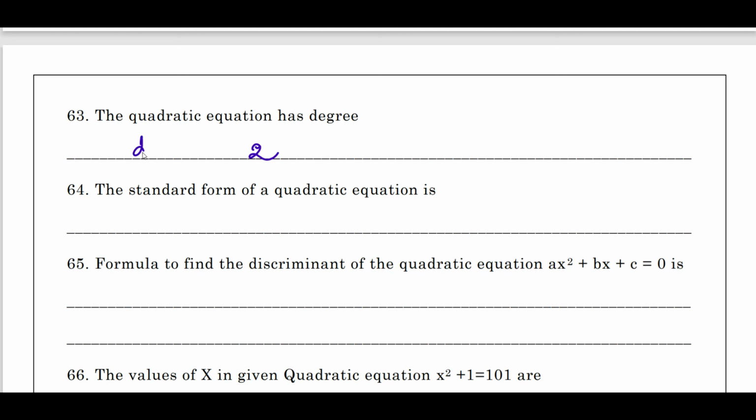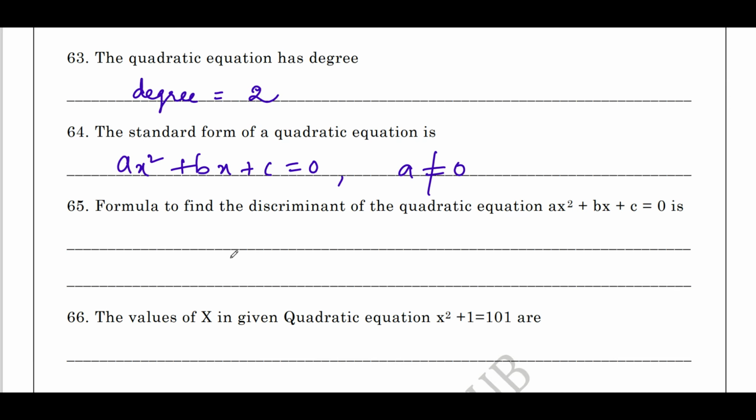The quadratic equation has degree what? The degree of a quadratic equation is 2. Now what is the standard form of a quadratic equation? The standard form is ax square plus bx plus c equals 0, where a is not equal to 0. The formula to find the discriminant of the quadratic equation is discriminant delta D equals b square minus 4ac. Students, I have covered almost all the important questions which will be asked in the examination, covering all the concepts. The values may change, but the concepts will be the same.